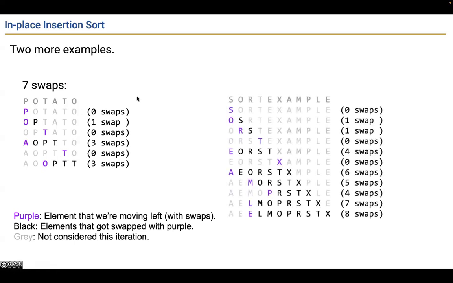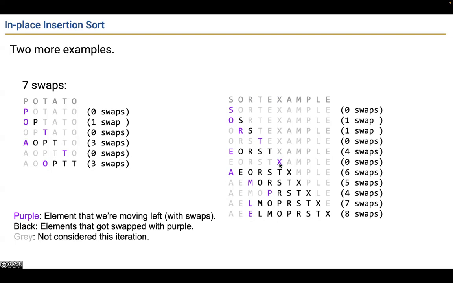Here's a larger example, which I will not say out loud. But if I took the word sort example and sorted the letters, every element gets to be the traveler exactly once. So if you look at the purple elements, S, O, R, T, E, X, A, M, P, L, E, every single letter gets to be the traveler exactly once. And that's what each of these rows represents. And all the elements in black represent how long each element took to take its journey. So for example, the E at the very end, when it was time to consider it, it had to take this long journey and swap all the way back here.